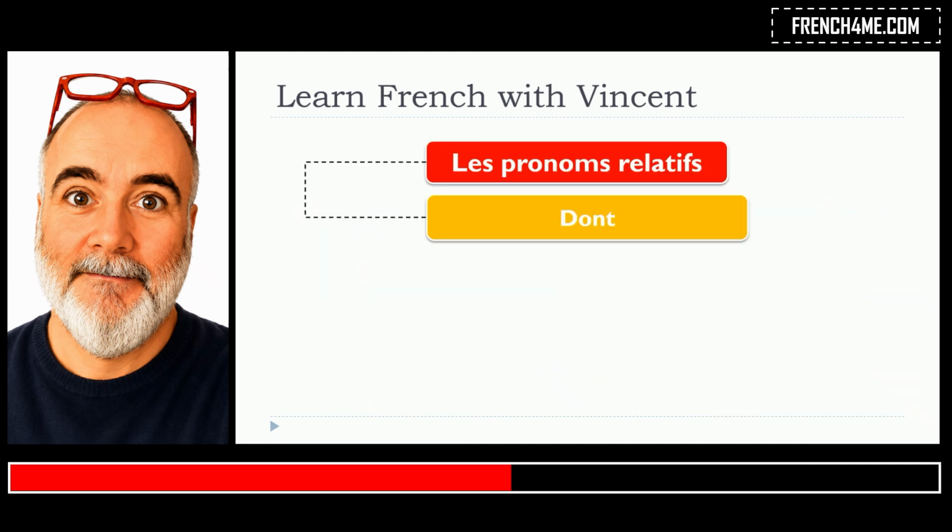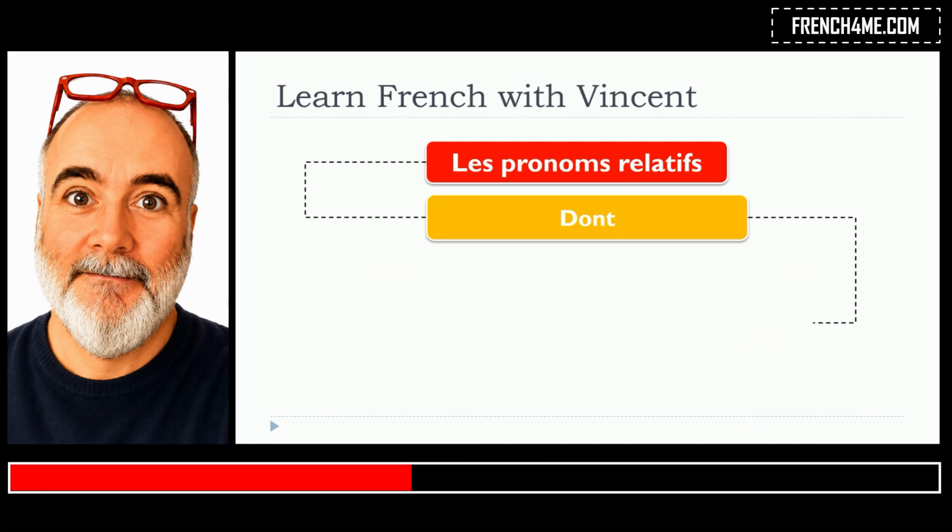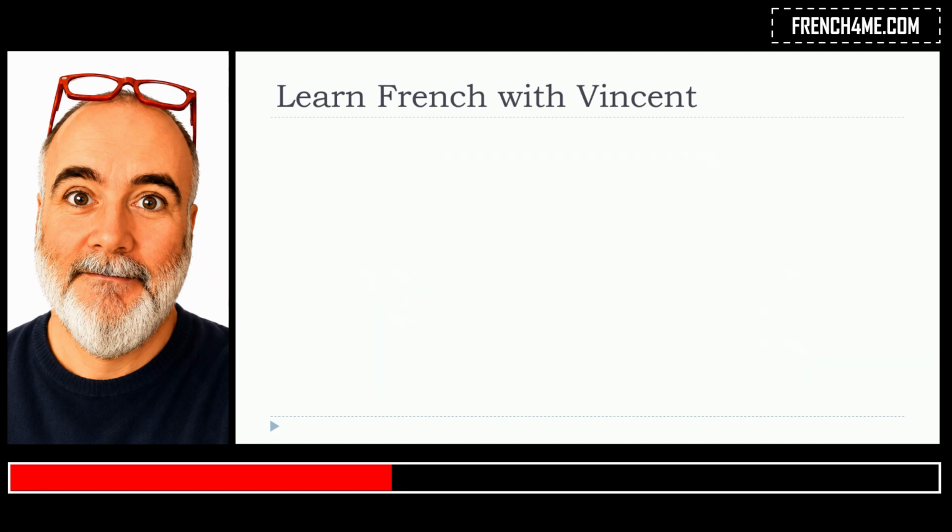So this lesson is about dont. And the relative pronoun dont can be translated into English as whose, of which, or including, depending on the context. So we will see 4 examples with dont.